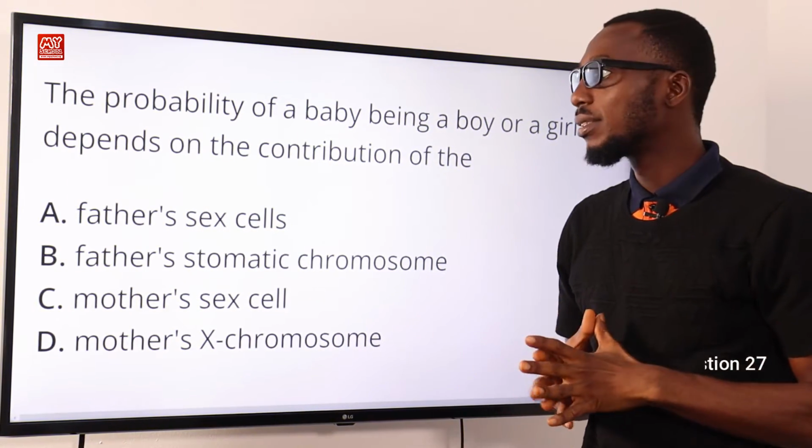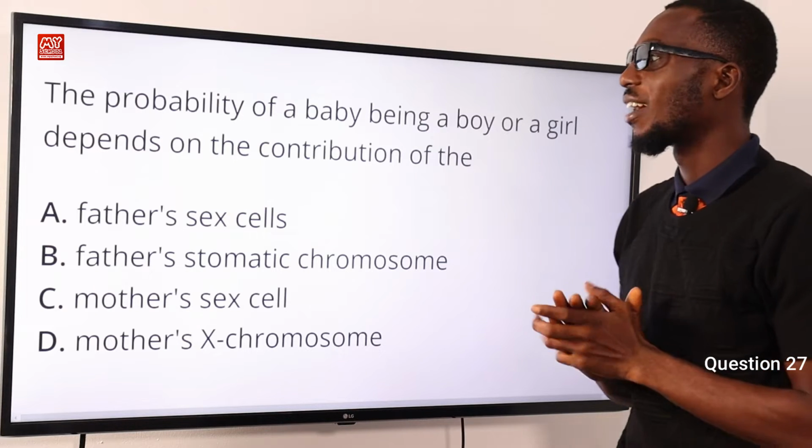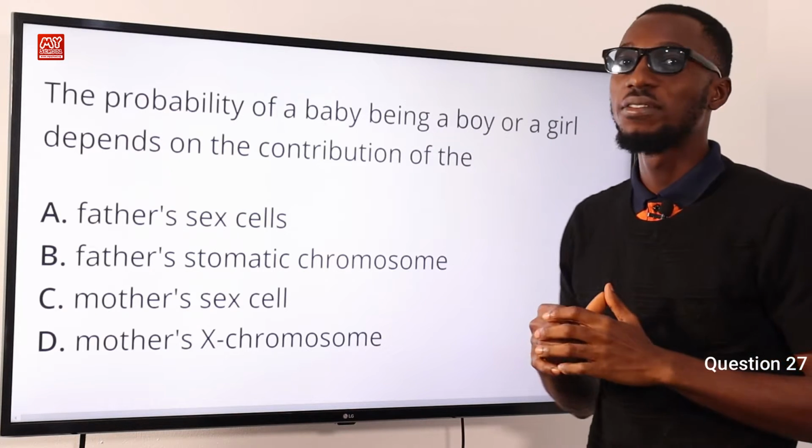Question 27. The probability of a baby being a boy or a girl depends on the contribution of the womb.